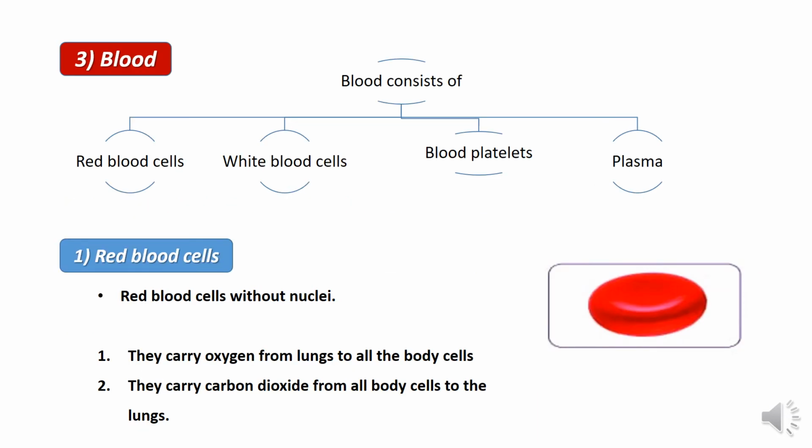Number 3, blood. It consists of red blood cells, white blood cells, blood platelets, and plasma. Number 1, the red blood cells. Red blood cells are without nuclei. Number 1, they carry oxygen from the lungs to all the body cells. Number 2, they carry carbon dioxide from all body cells to the lungs.